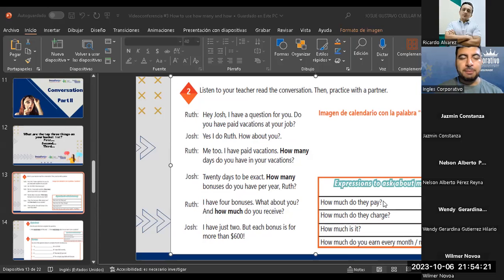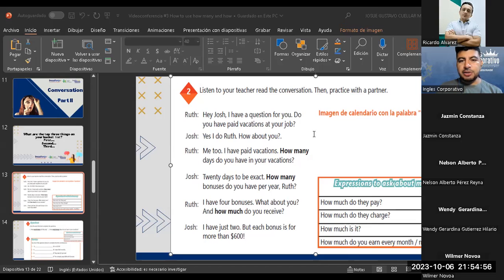How much do they pay? ¿Cuánto pagan? How much do they charge? ¿Cuánto es el cargo? In case you are in a restaurant, if you are in a mall, si es en un centro comercial. How much is it? Es lo más común. How much is it? Es cuánto vale. Y luego tenemos, how much do you earn every month? ¿Cuánto ganas cada mes? Or how much do you earn monthly? Ahora, para preguntar cuánto vale algo.